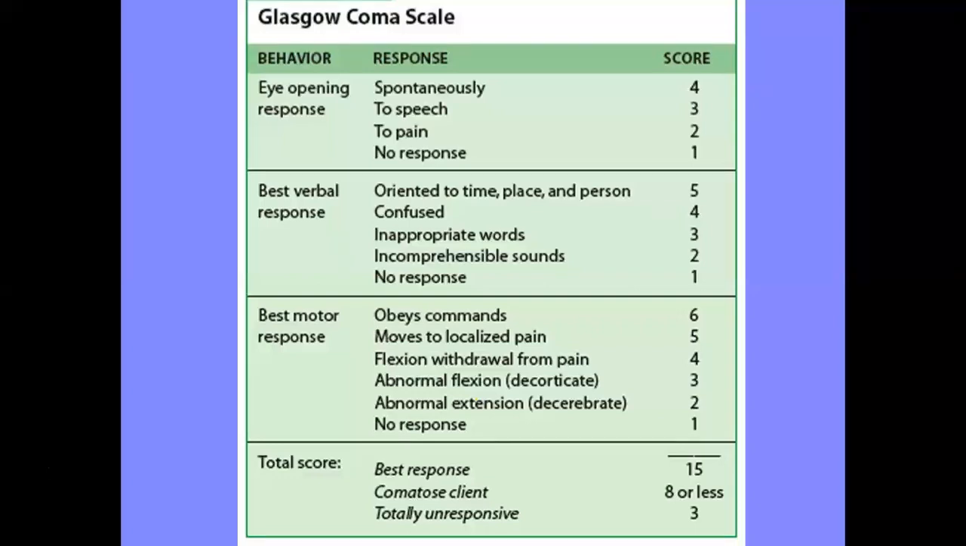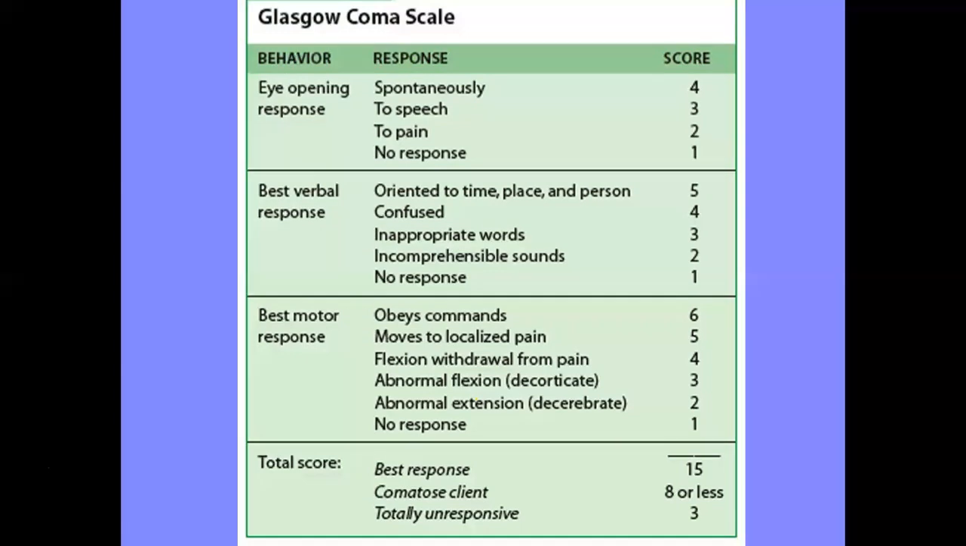Confused means the patient talks in sentences, but the responses are not appropriate. You may ask his name and he talks about which place he is coming from. That is a confused response, which is 4. If the patient is completely oriented to time, place and person, you give a score of 5. Now coming to the motor responses.